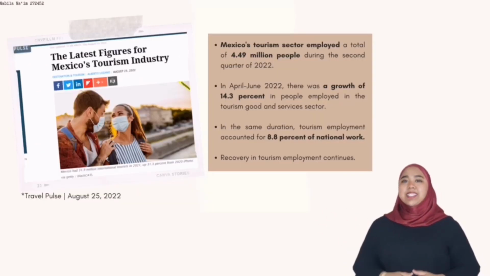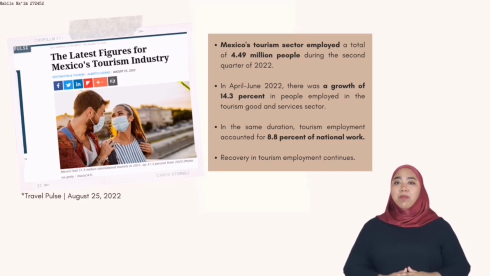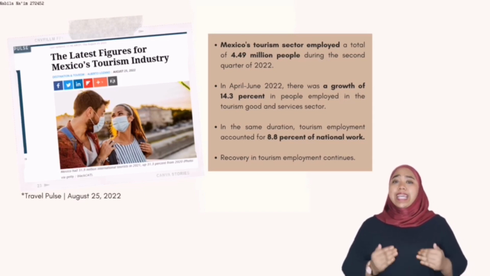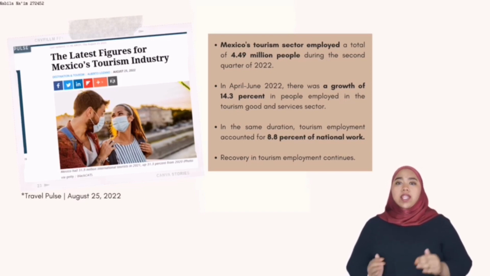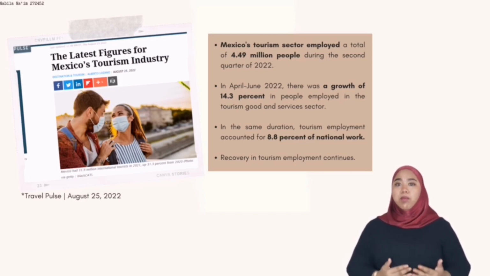According to Travel Pass, Mexico's tourism sector employed a total of 4.49 million people during the second quarter of 2022 and now exceeds the pre-pandemic record of 4.487 million. From April until June 2022, there was a growth of 14.3% in people employed in the tourism goods and service sector compared to the same quarter of 2021.